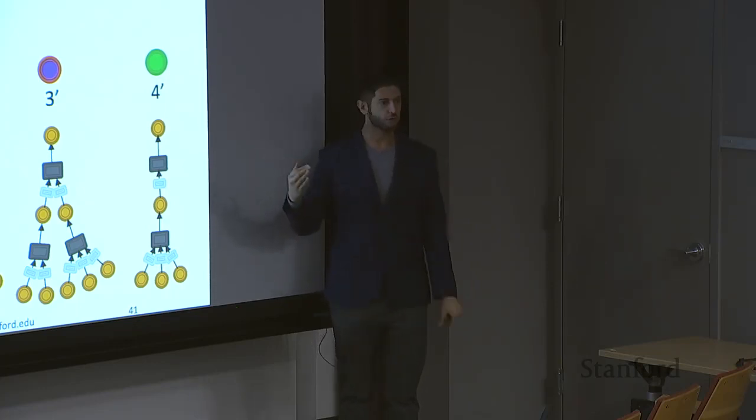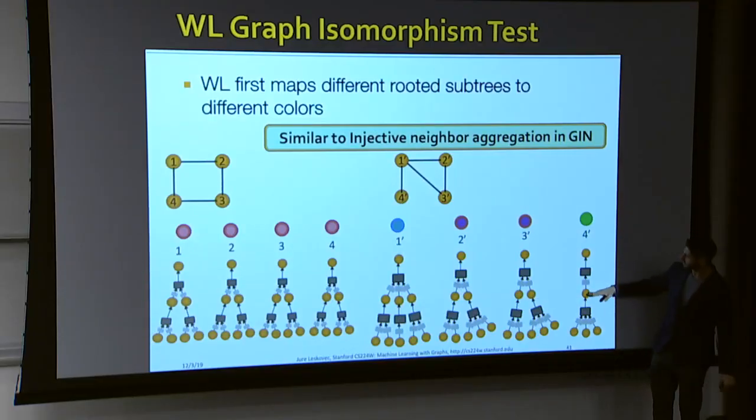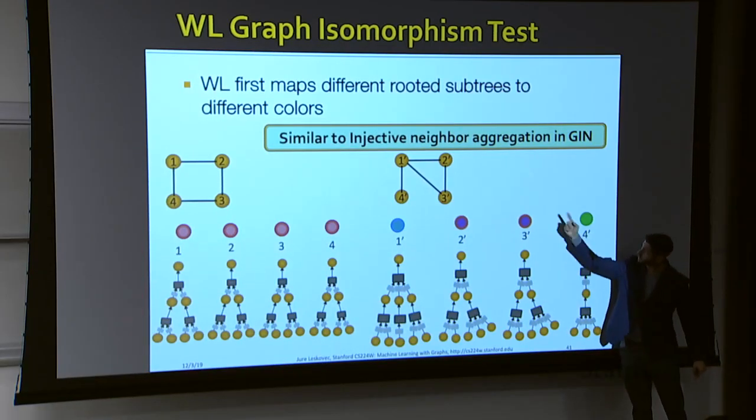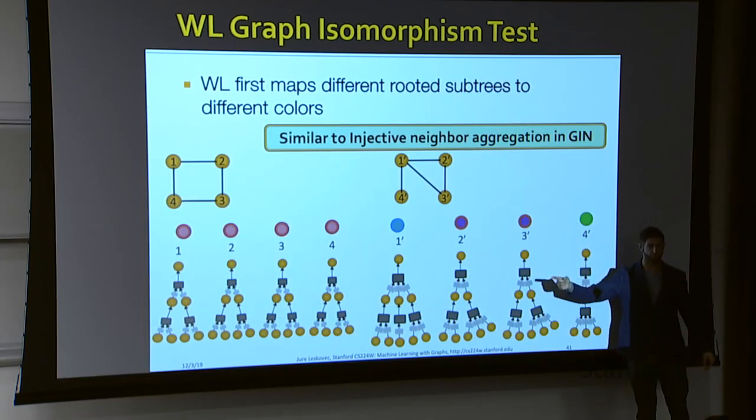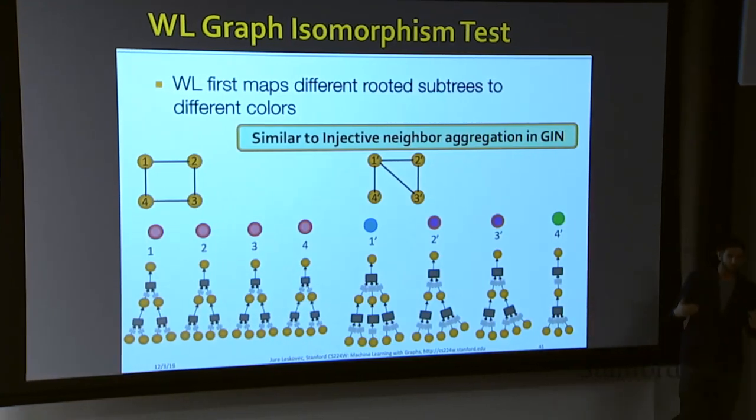The second thing you can try is to look at the node degree distribution, and that's what we do at level 1. What we see here is that the graph on the right has a different node degree distribution compared to the graph on the left. Therefore, these two graphs are different. That's pretty much what the WL test does.